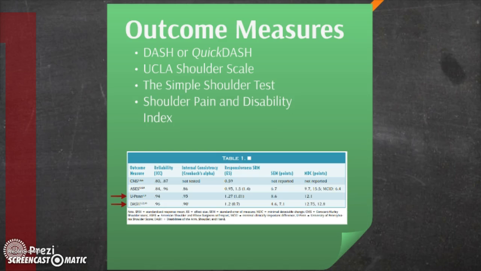Outcome measures can be used to measure impairments of body structure and function, activity limitations, participation restrictions, and/or the quality of life. Outcome measures such as the DASH, UCLA Shoulder Scale, the Simple Shoulder Test, and Shoulder Pain and Disability Index are specific to the arm and shoulder area. The better you know the outcomes measure, the better you can know your patient and the effect of treatment.